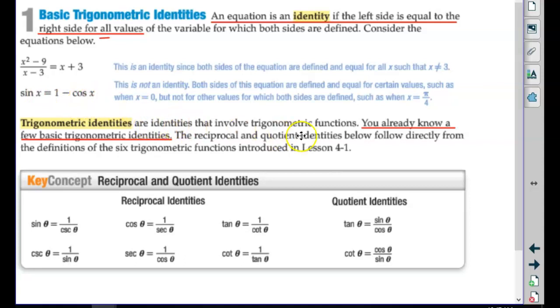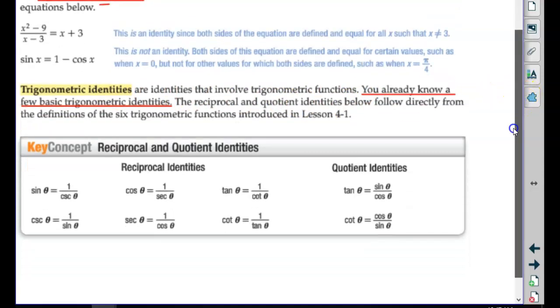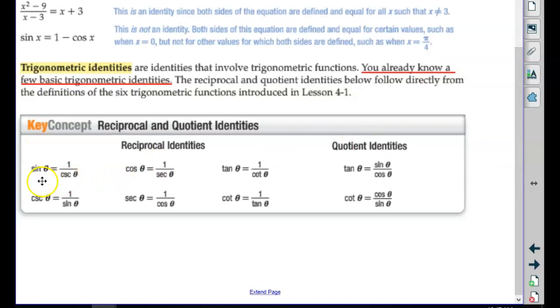Here are some trig identities that involve trig functions, okay? You know a few of these basic ones, like sine is the reciprocal of cosecant, etc., okay? Here, tangent equals sine over cosine, or cotangent equals cosine over sine. We did not put these on the reference sheet because these are the ones you're already supposed to have memorized. Any questions?